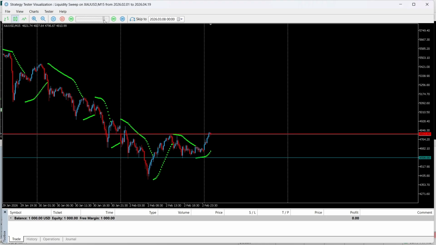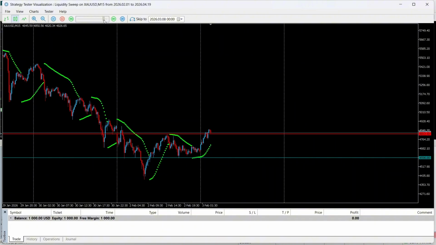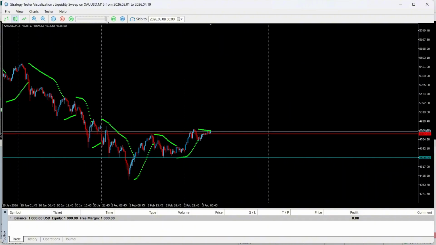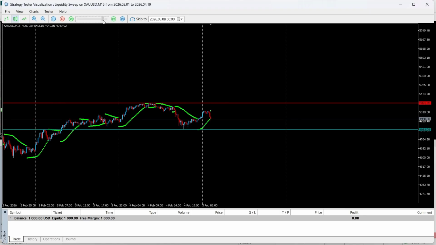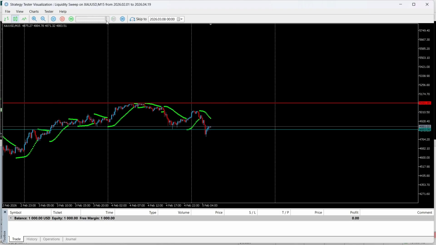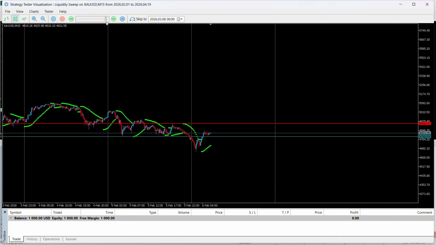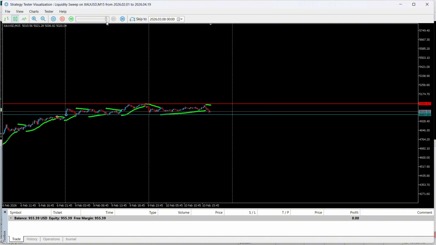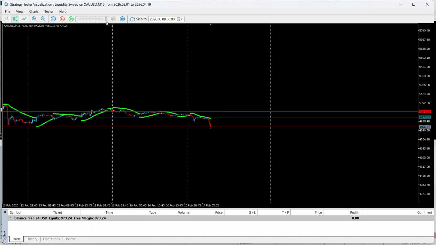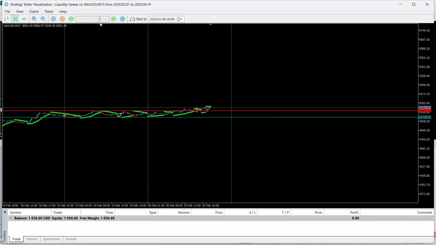I'm just going to speed it up quickly and take you to a really good trade that it took on the 17th of February. If we look at the equity, you can see that the equity drops first, but then it starts to climb.